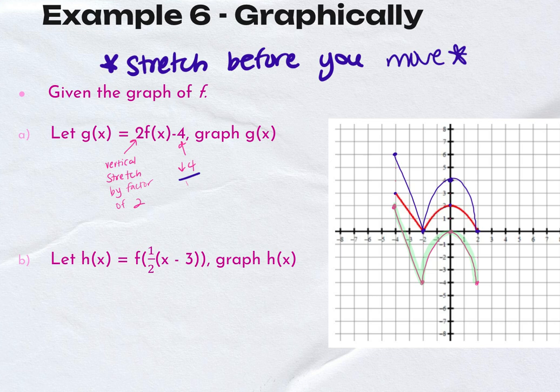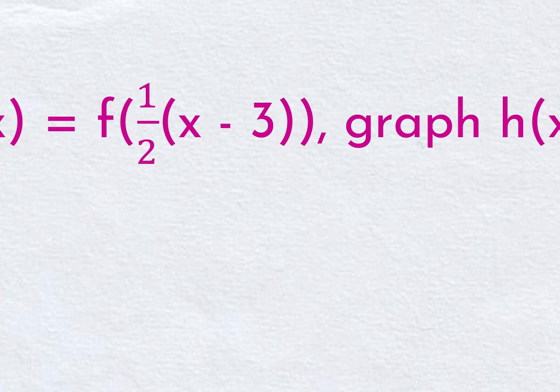Okay, again, if you want to duplicate it so you have 2 graphs, that's fine because we're going to write all over the next one. All right, B says let h of x be f of 1/2 x minus 3. So you don't want to distribute this. You want to keep them separate because that's where it's easier to figure out your shifts. If it was distributed, you'd have to take it out.